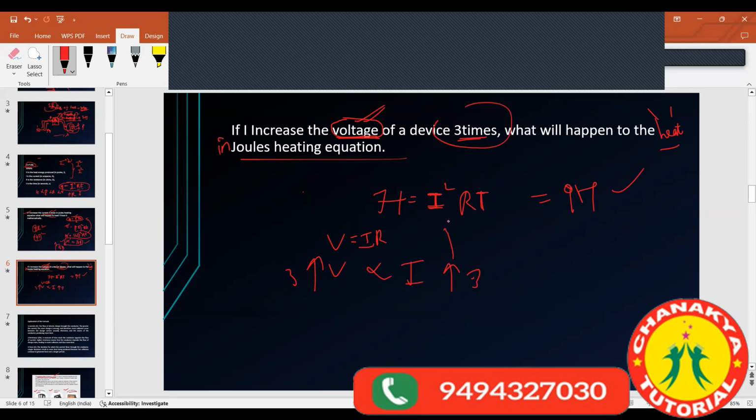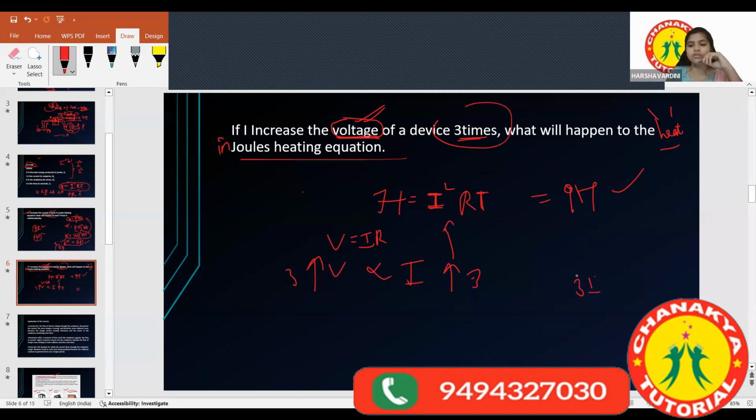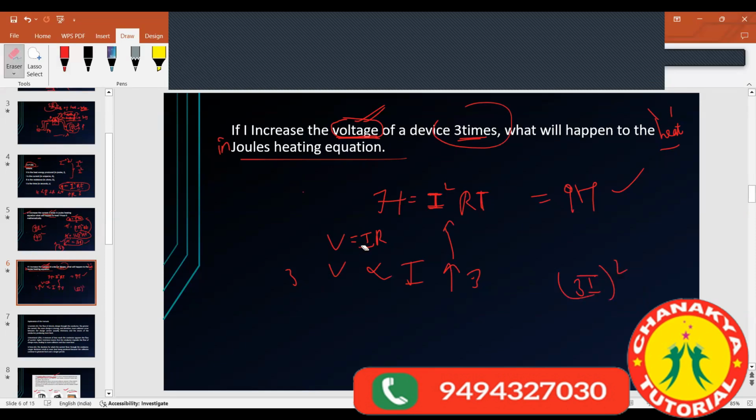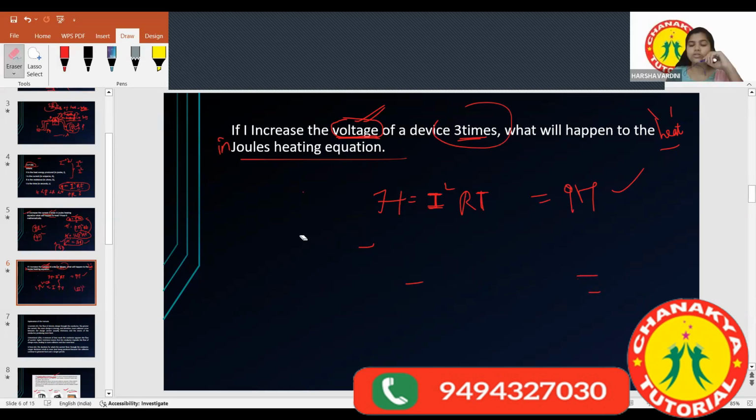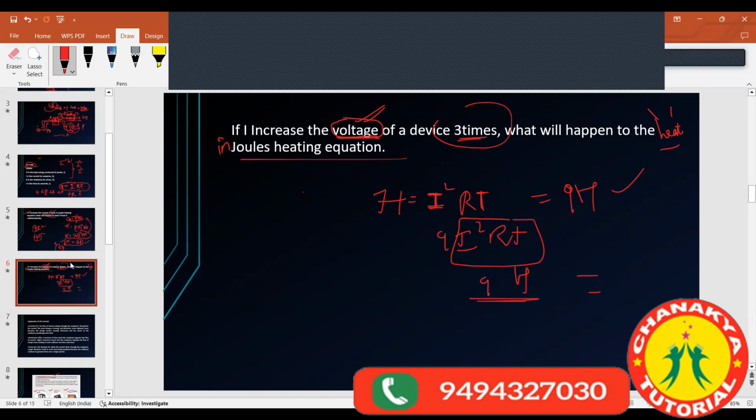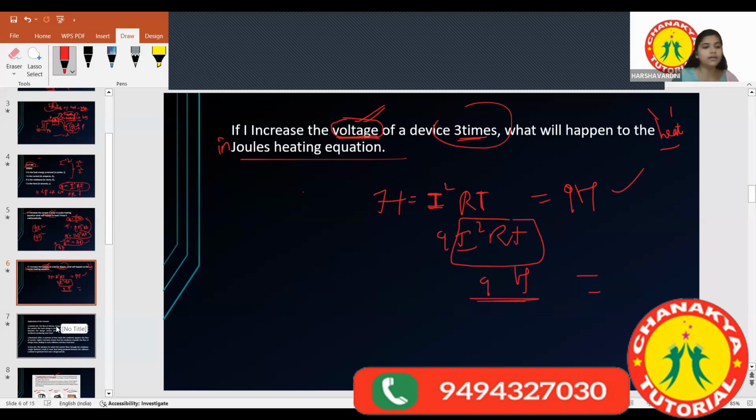Yes. So directly I can put 3 into I, the whole square. Now got it? Yeah. Then 3 square is 9. I square RT, and then I'm replacing the I square RT with H. So it's basically 9H. Yes? Yes. I understood fully now. Wonderful. Shall we go to the next slide?